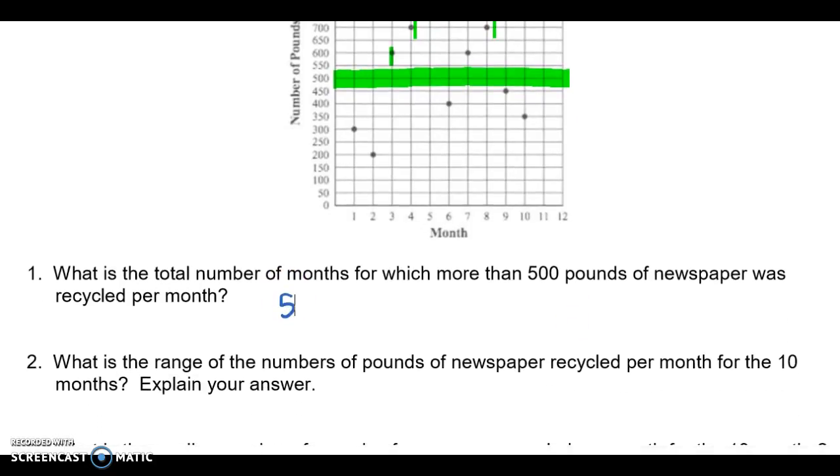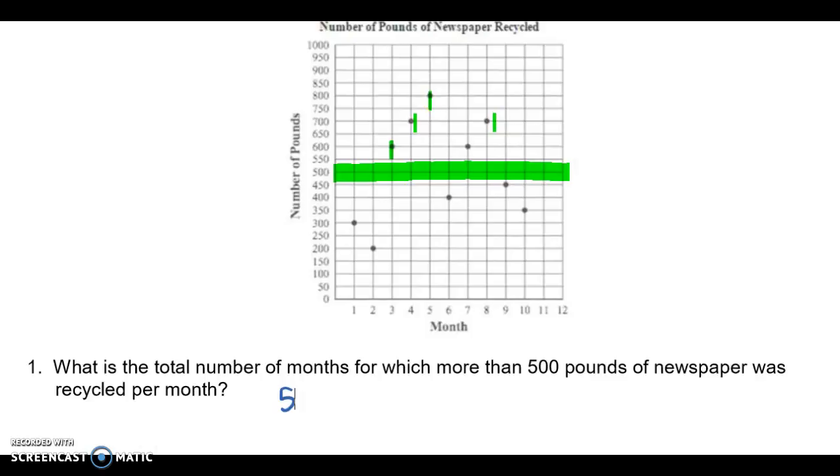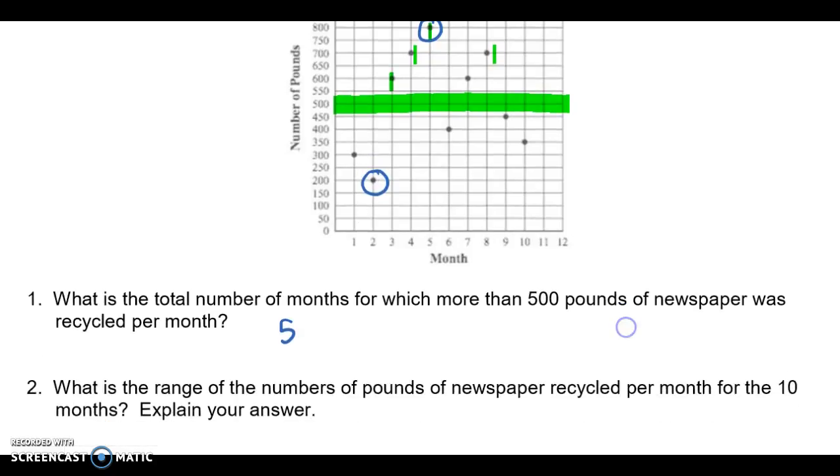What is the range of the numbers of pounds of newspaper recycled per month for 10 months? So again, range is the high value minus the low value. This is our high output of 800, and this is our low output of 200. So to find the range, I'm going to take 800 minus 200, which gives me 600. My explanation is the work that I've done.